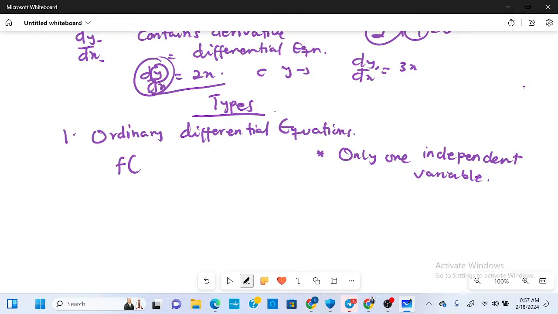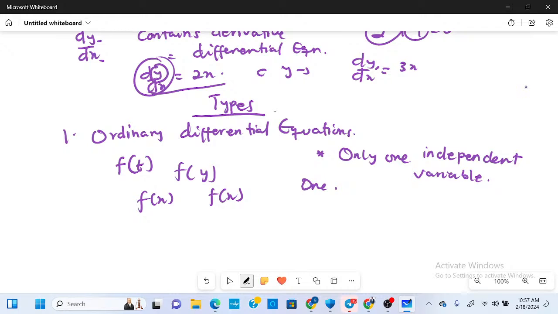So I can have a function of t, I can have a function of y, I can have a function of x. Commonly, we use a function of x in most representations of our function. So meaning that for every ordinary differential equation, you are expecting the independent variable to be what? 1.